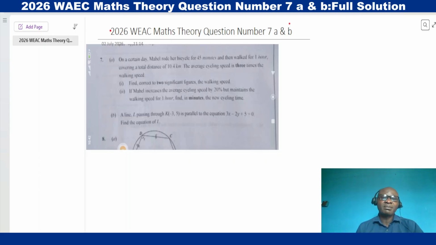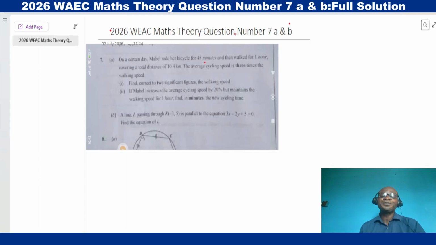On a certain day, Mabel rode her bicycle for 45 minutes and then walked for 1 hour, covering a total distance of 10.4 kilometers. The average cycling speed is 3 times the walking speed. The question asks in part I that we find, correct to two significant figures, the walking speed, and in part II, if Mabel increases the average cycling speed by 20% but maintains the walking speed for 1 hour, find in minutes the new cycling time.